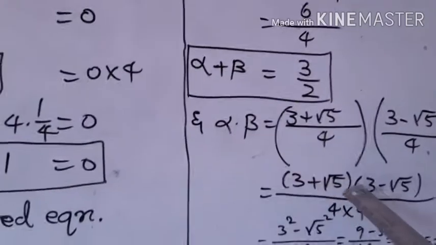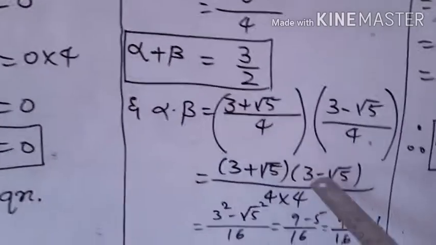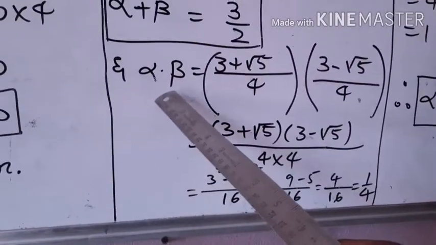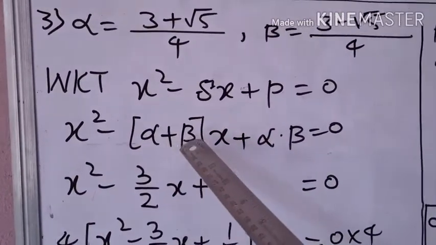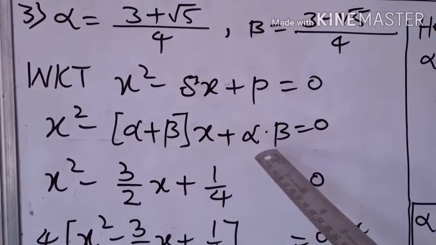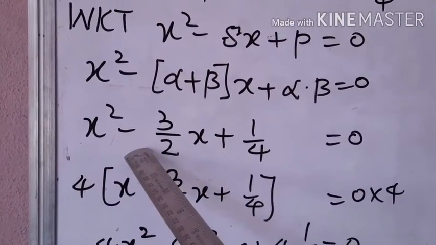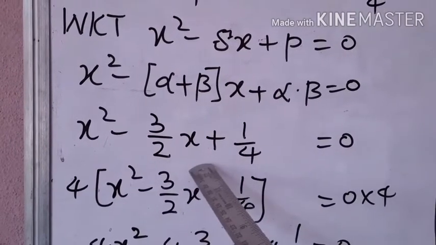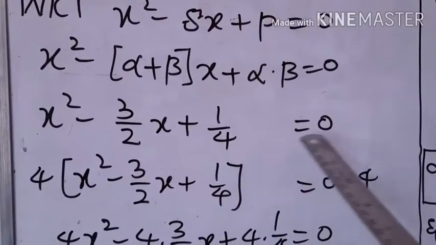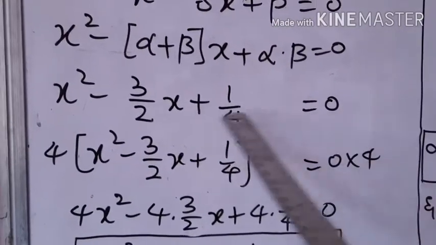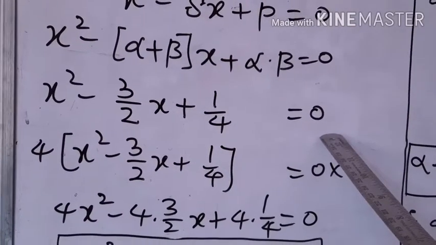So children, I put this 3 by 2 in place of alpha plus beta and 1 by 4 in place of alpha into beta in the equation. See here, x squared minus (alpha plus beta) into x plus alpha into beta is equal to 0. Therefore, x squared minus (alpha plus beta is 3 by 2) x plus alpha into beta, product of roots, is 1 by 4, is equal to 0. Here x squared minus 3 by 2 x plus 1 by 4 is equal to 0 is the required equation.